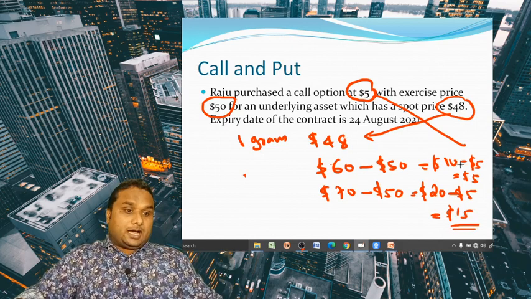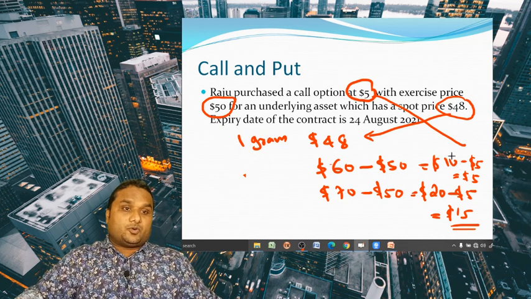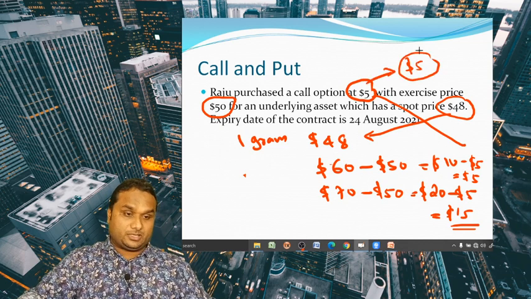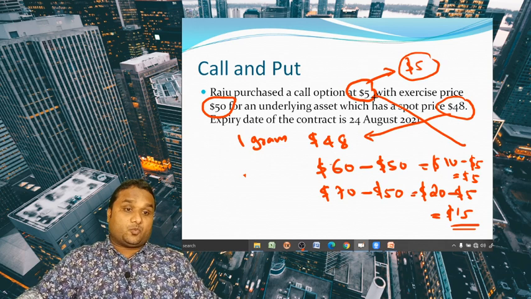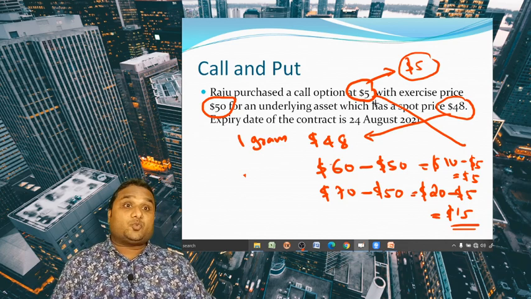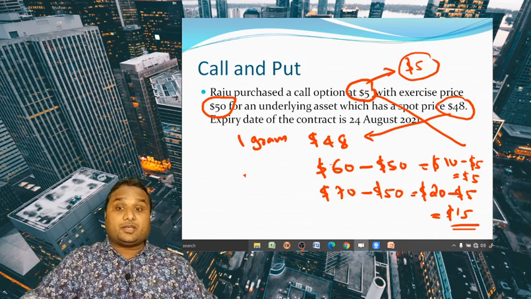Now I'm not discussing the value, I'm not discussing the profit. Let me discuss how this premium of $5 is computed. It's like an insurance premium. What is the logic behind setting the price at $5? That is what we are going to discuss in the binomial model.